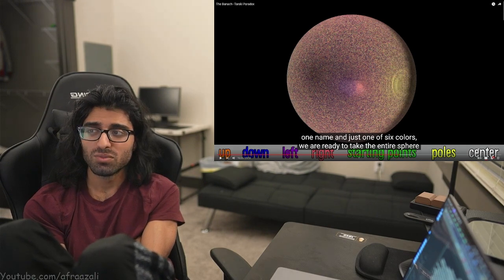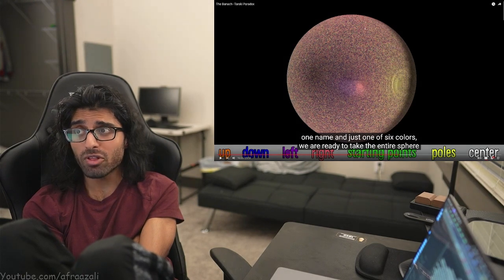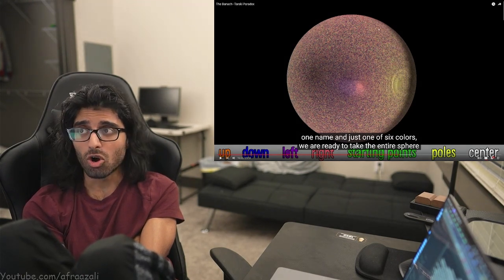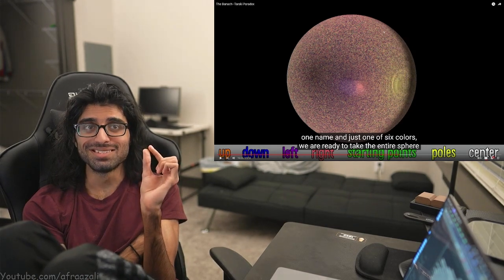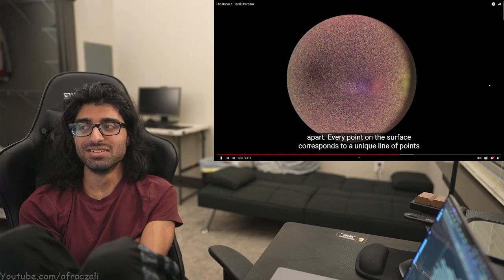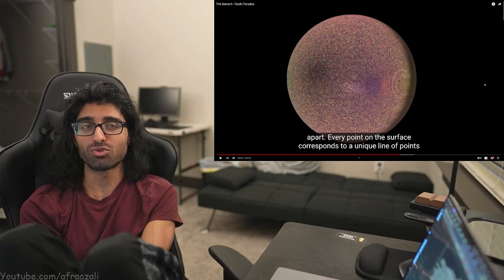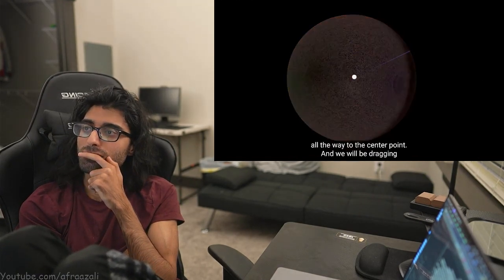And what is the center? Is that the center of the sphere? Are we going in depth like 3D here too? Or are we just counting a sphere with an infinitesimally thin surface? Too much to think about. Every point on the surface corresponds to... This is literally my brain processing limit. ...a line of points below it all the way to the center point.